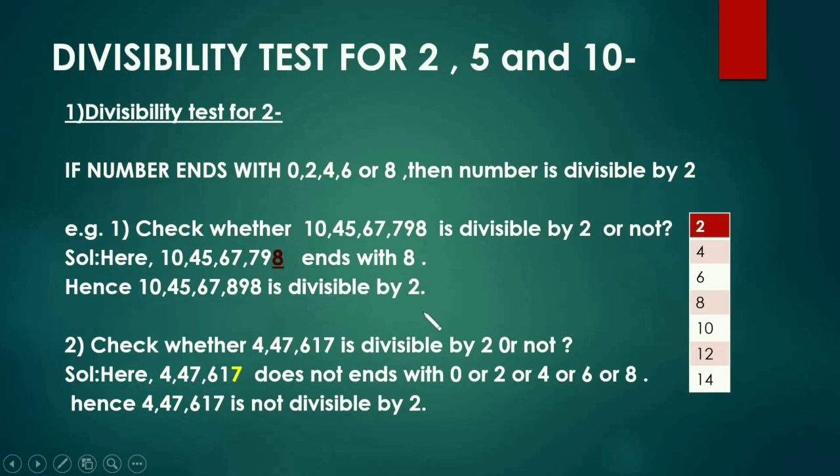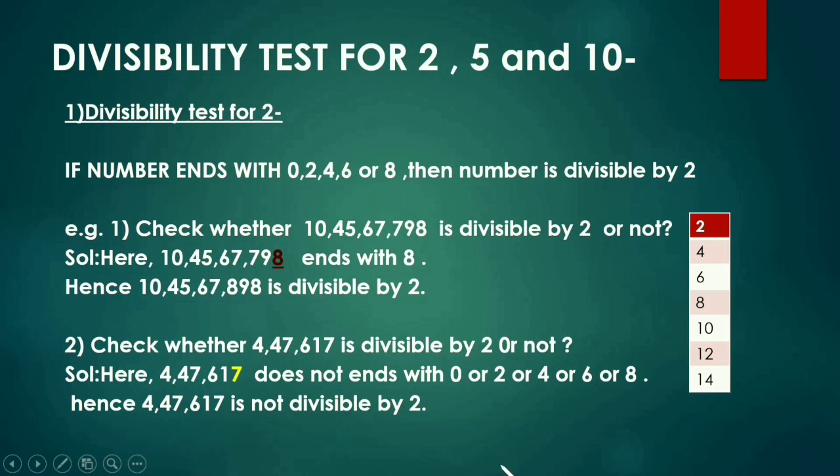So consider another example. Check whether 4,47,617 is divisible by 2 or not. So here what am I observing in the ones place? In the ones place 7 is present. So here this number does not end with 0 or 2 or 4 or 6 or 8. That's why this 4,47,617 is not divisible by 2.